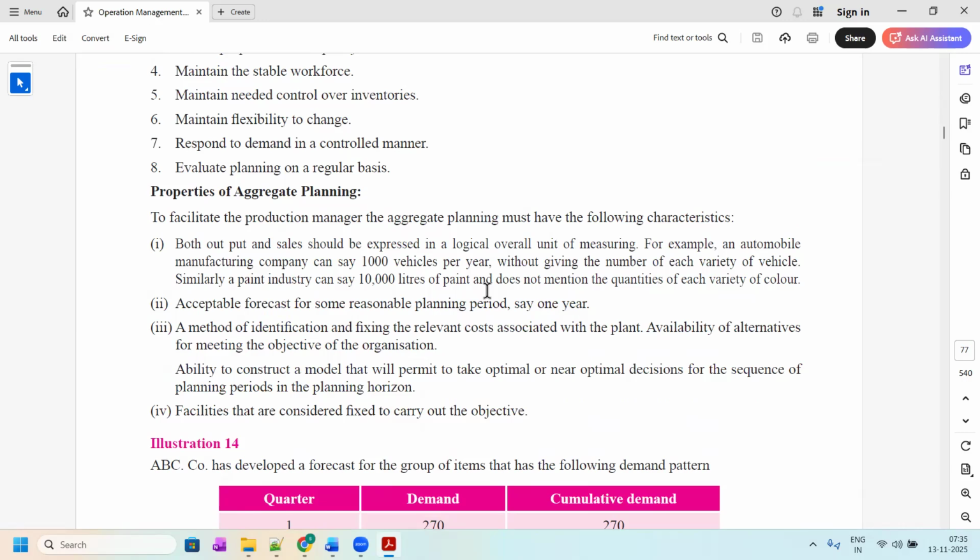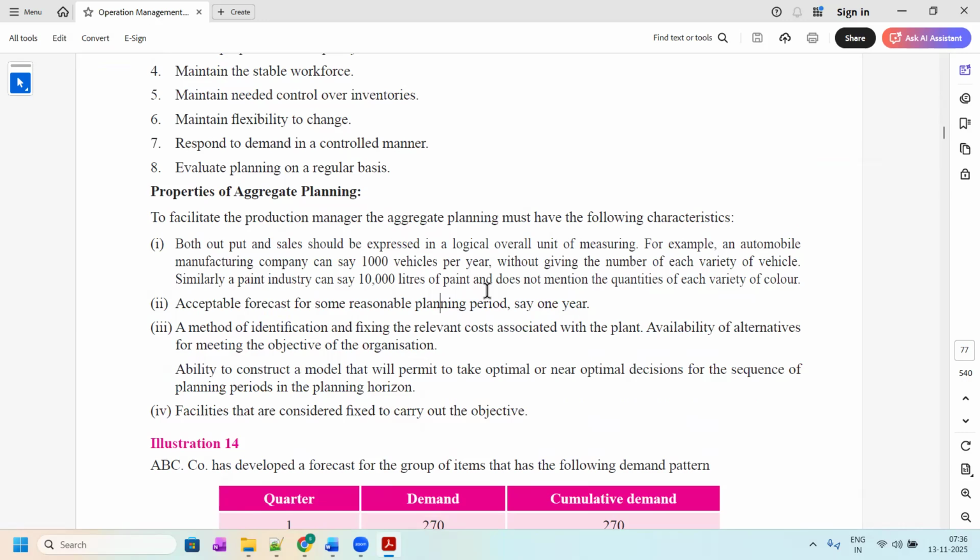that figure should not be broken up into many units to quantify the measurement. Overall, if they have some kind of figure in mind, maybe an automobile company is planning to produce 1,000 vehicles per year, a rough figure. It does not need any specification about the variety of each vehicle. And maybe a paint company says they need 10,000 liters of paint, where they do not need to mention the quantities of each variety of color.